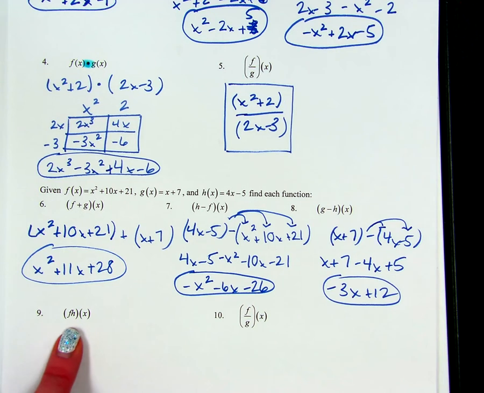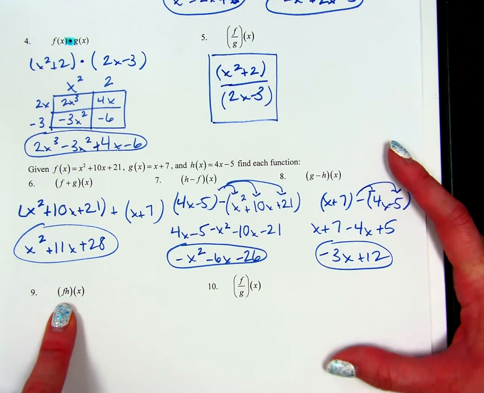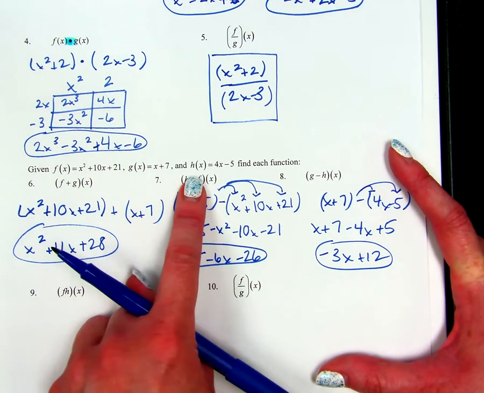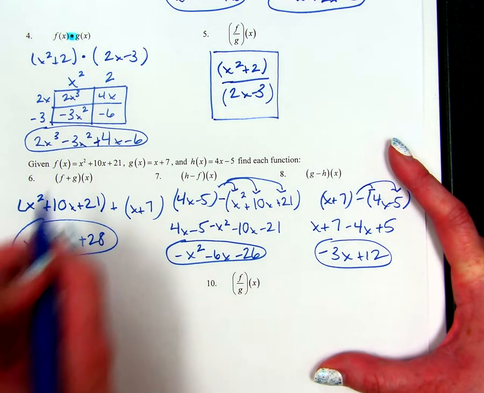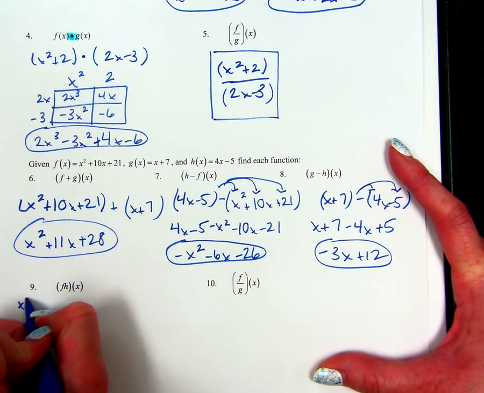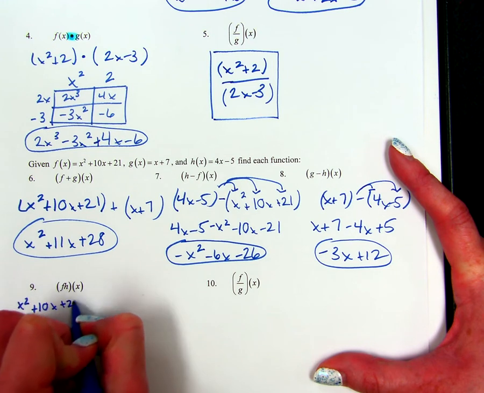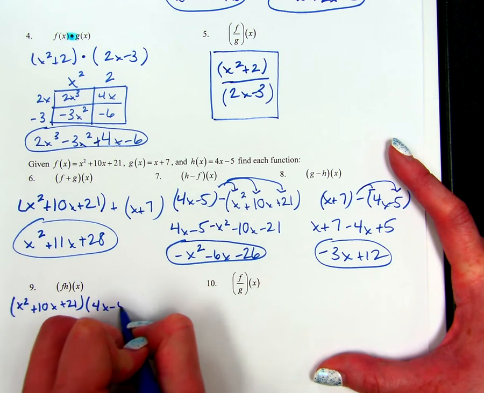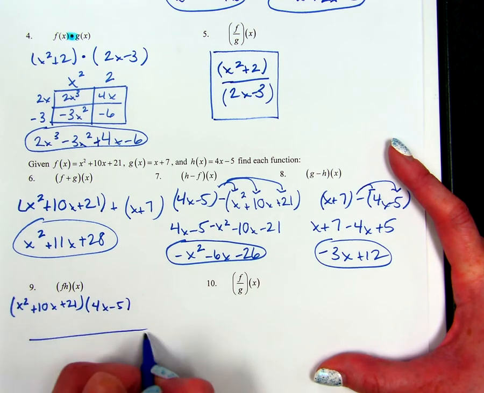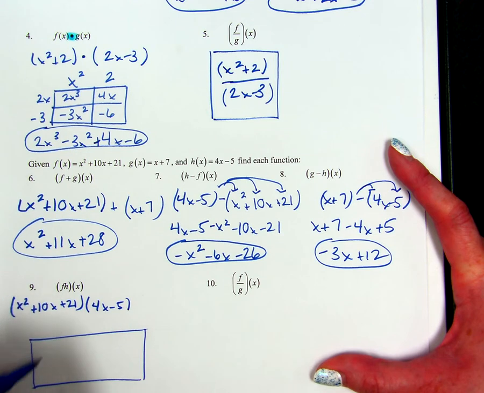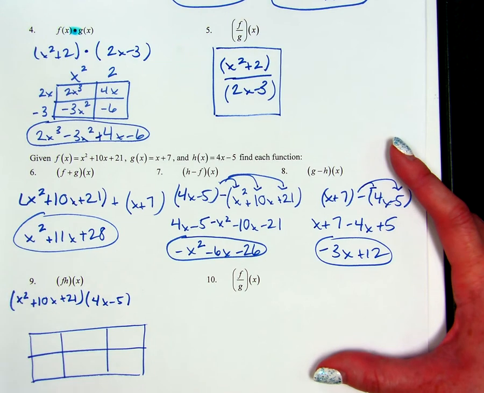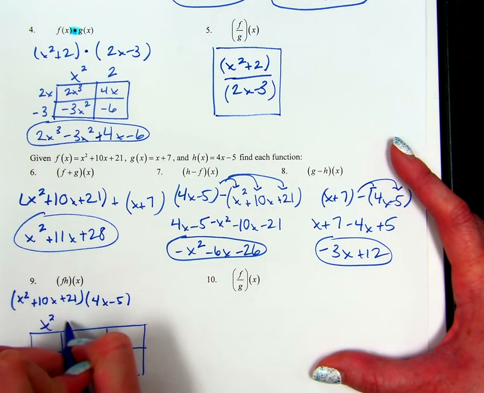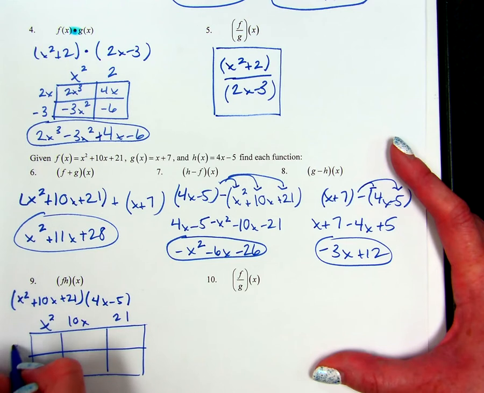9, again, it looks a little bit different. All you're doing is multiplying though. So you're doing f times h. So f of x times h of x. I'm going to do another box problem here. So I'm going to write it out. So I have x squared plus 10x plus 21 times 4x minus 5. So write out my box problem. So I have my x squared, 10x, and 21 in the top, and my 4x and my negative 5 in the bottom. So go ahead and multiply those out.